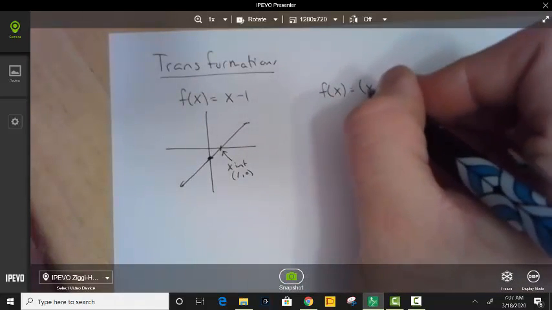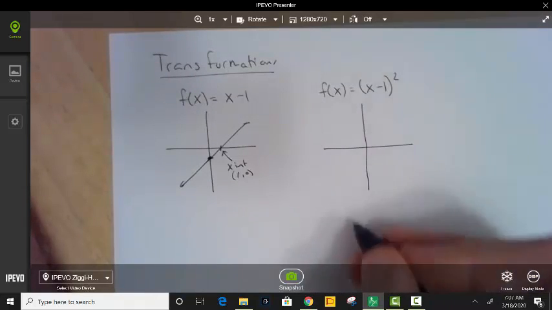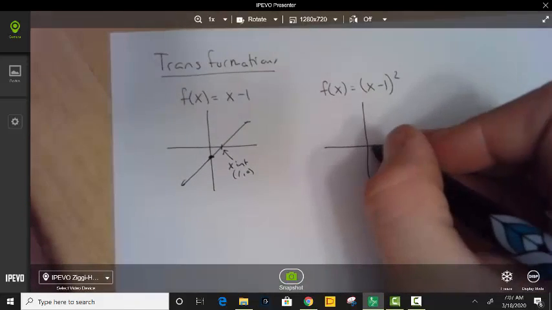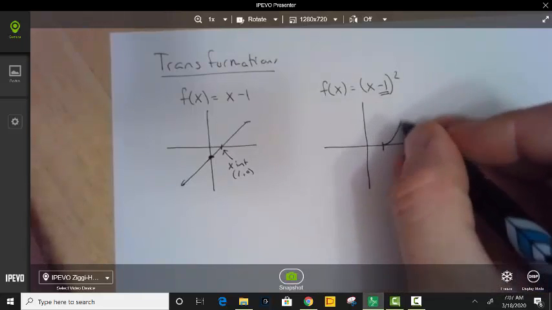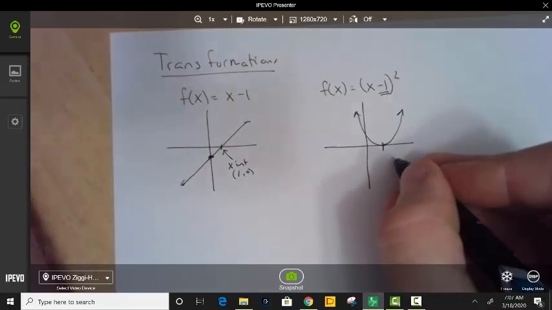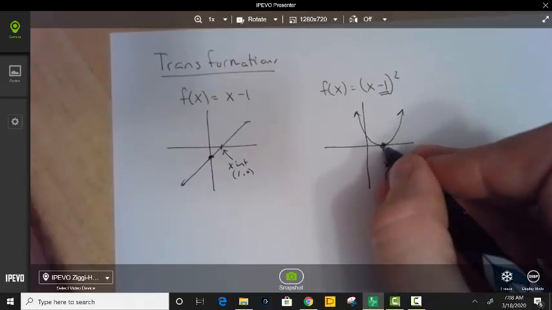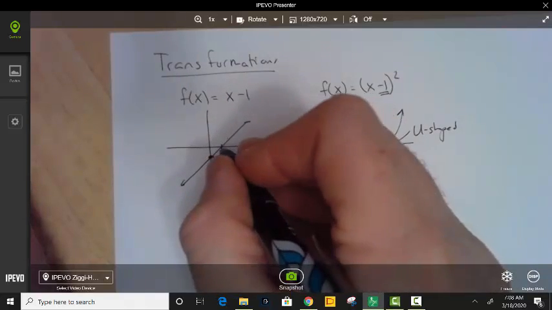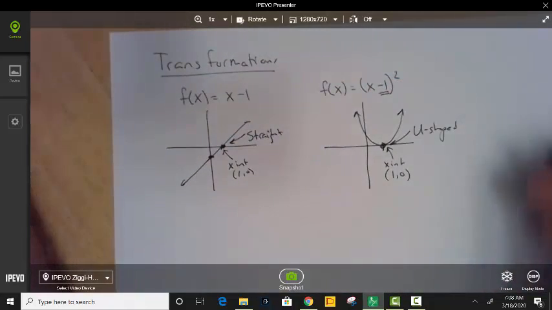Now if I graph x minus 1 squared, we know that this function is going to start its life out as a parabola that's centered at the origin, but then the transformations tell us that this minus 1 is going to move the graph right 1 unit. And so what we see here is we still have an x-intercept at 1, 0. However, this is now U-shaped, whereas over here it crosses the x-intercept at 1 and this passes straight through.